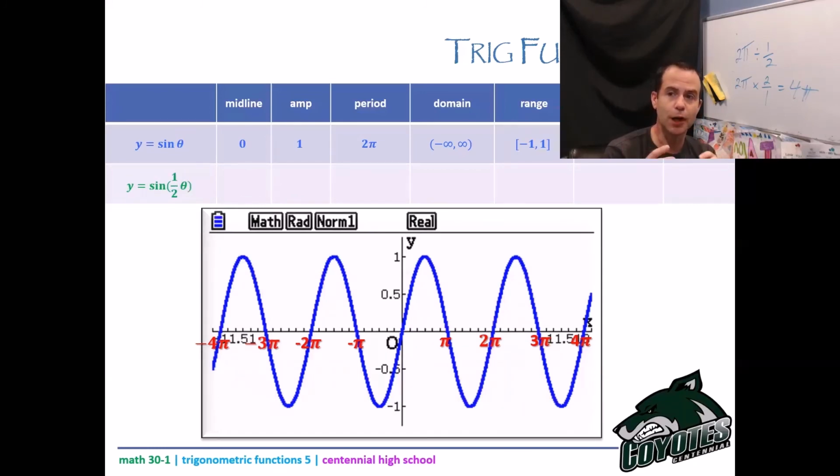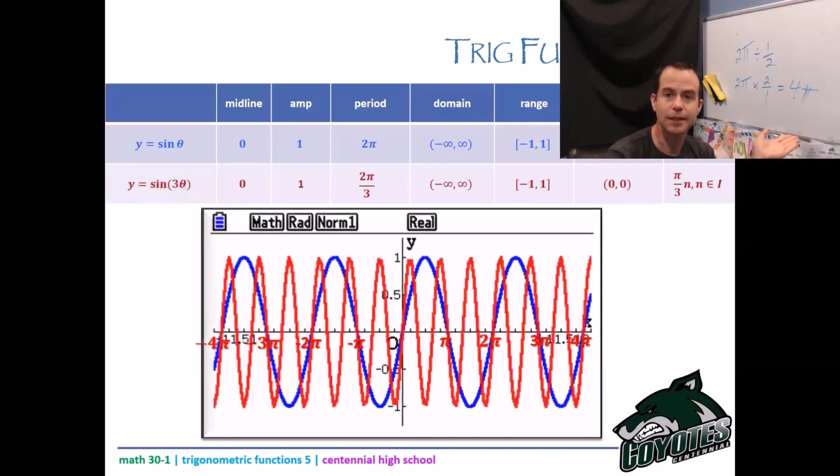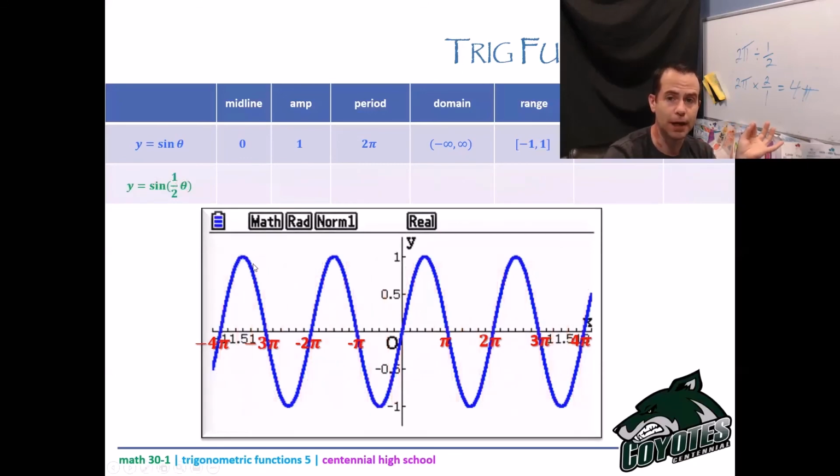The midline intercepts will be affected. Now, I don't know if you've caught that the midline intercepts are happening every half a period. If you think about the regular sine of theta, the period was 2 pi, and the midline intercepts are happening every pi. In this last one that we did, the period was 2 pi over 3, and the midline intercepts are happening every pi over 3. You see that? The midline intercepts are happening every half of whatever the period is. So for this guy, if my period is 4 pi, the midline intercept should be happening at 2 pi n.